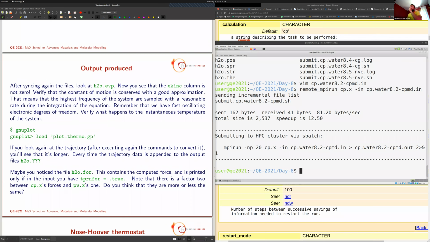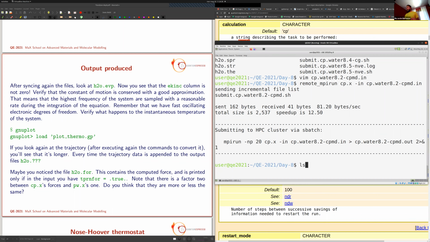Okay, now we are going to see in more detail the output, because we will have more. So let's see if something happened.